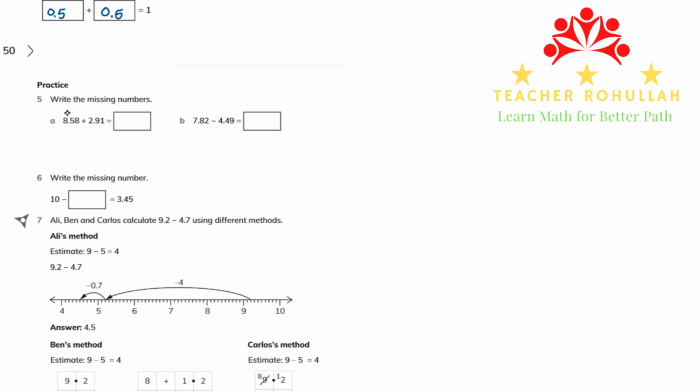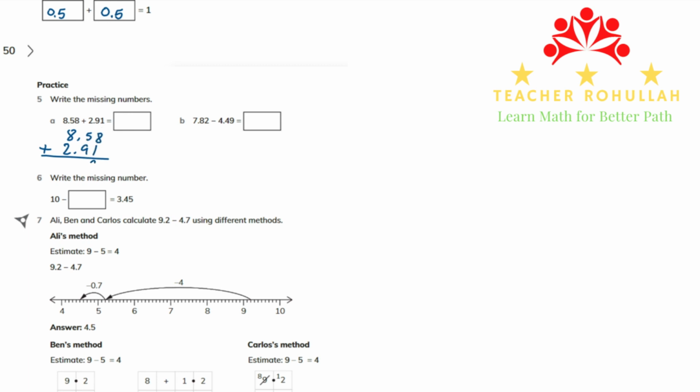In question 5, it says write the missing numbers. Here again we have part A and part B. In part A we have addition, and in part B we have subtraction. To solve part A of this question, I will write using column addition, 8.58 plus 2.91. In this part we have two decimal places. We have the tenths and the hundredths. So we start adding from the hundredths place.